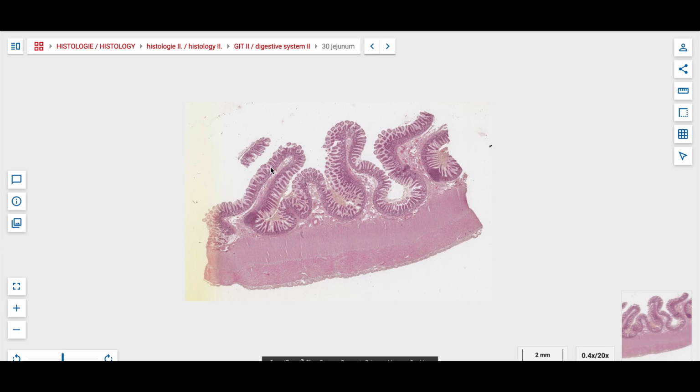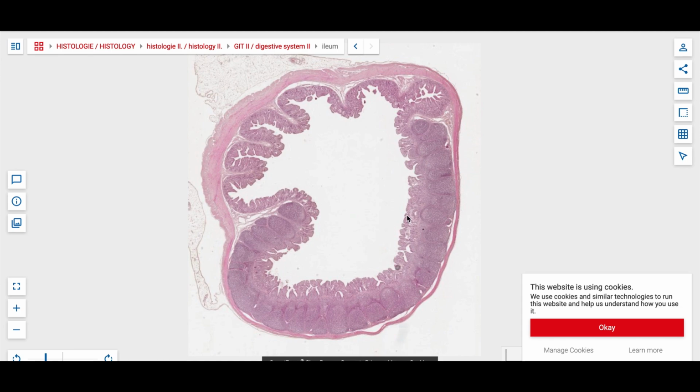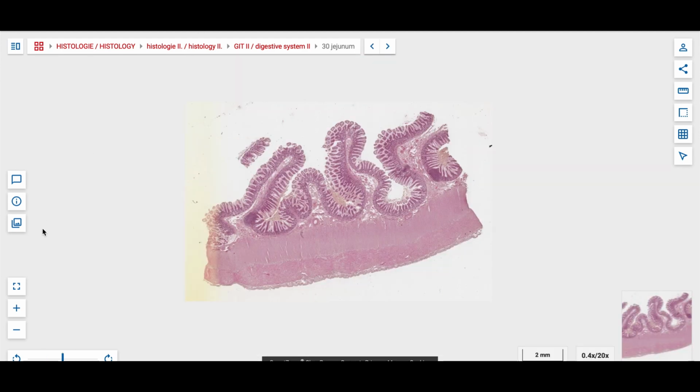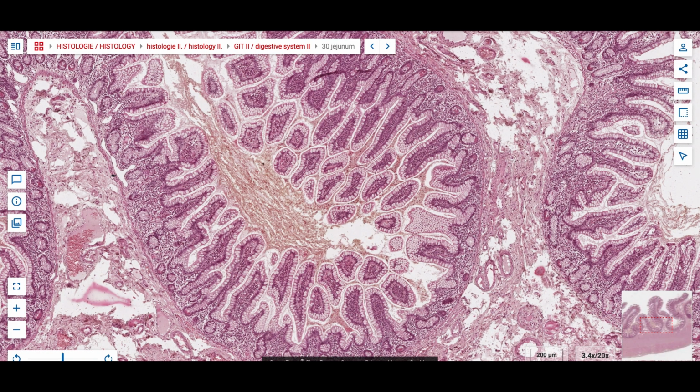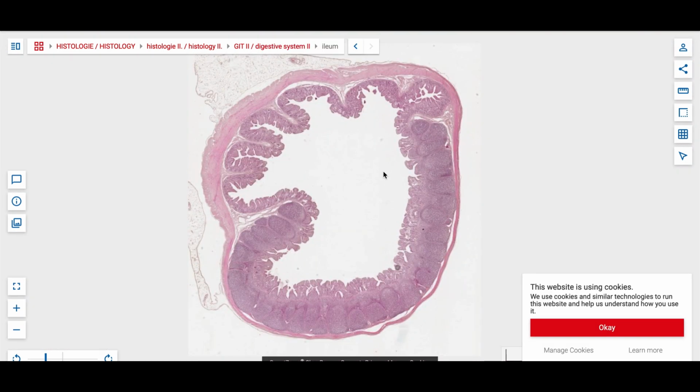So once again, just one last time, from a difference standpoint, the first thing that we're going to notice are the Kerckring valves. We see Kerckring valves, we know we're in the small intestine. Here, we barely see them. We are going to zoom in and look at the villi. Oh my gosh, there's villi. There's so much villi. We know we're in the small intestine.